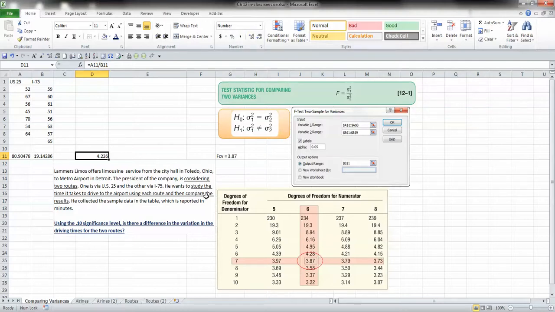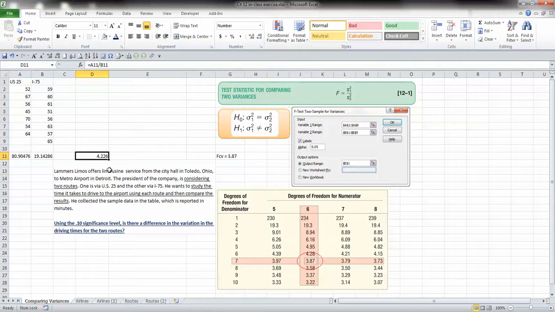So we got our sample data, we did our sample test statistic, and now we ask how likely it was that we got what we got. And if it's very unlikely, we're going to call baloney on the assumption that nothing's going on. The decision is to reject the null hypothesis because the computed F-test statistic of 4.226 is greater than the F-critical value of 3.87. And we conclude that there is a difference in the variation of the travel times along the two routes.